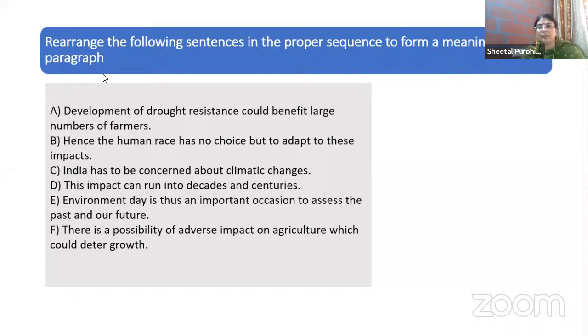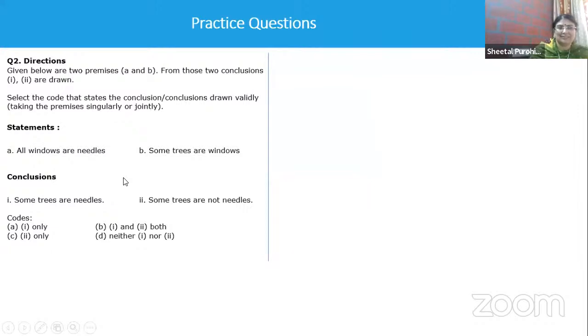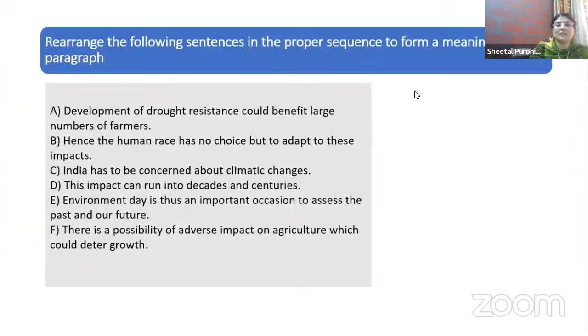Okay. Somebody is saying repeat. Okay, fine. So the first thing is India has to be concerned about the climatic changes, right? So why does India have to be concerned? Because of the possibility of adverse impact on agriculture. So first C, then F will be there, and then we are talking about the adverse impact, right? So this impact, that adverse impact, this impact can run into, so C, F, D, then B, right? Then A, and then the last one will be E.